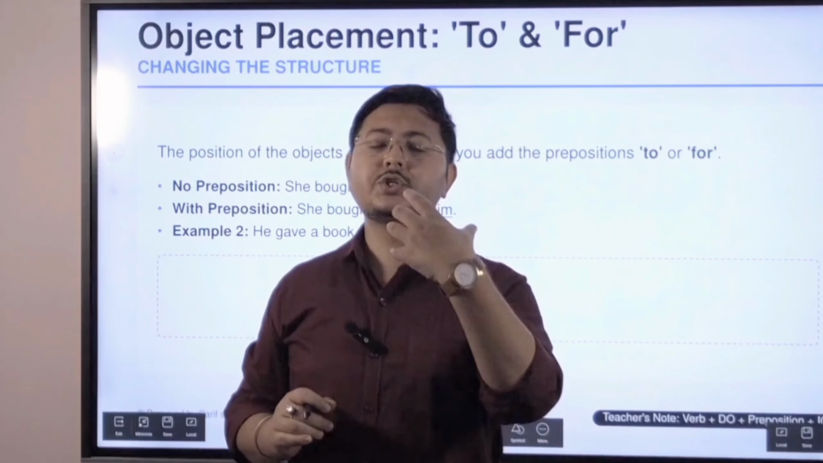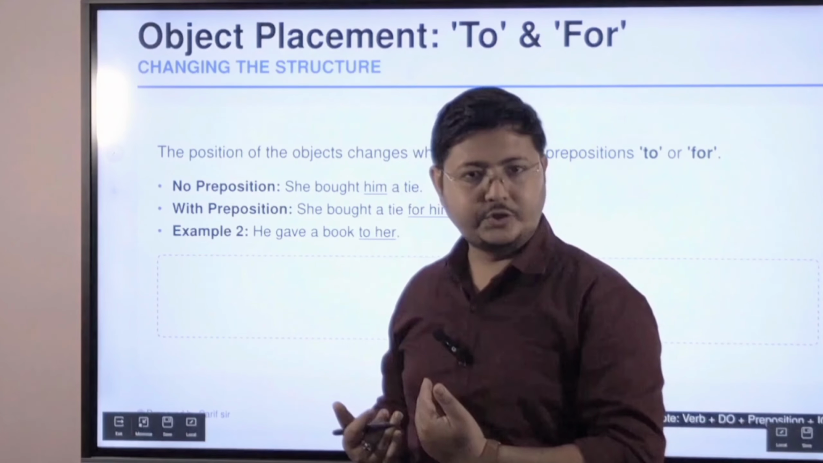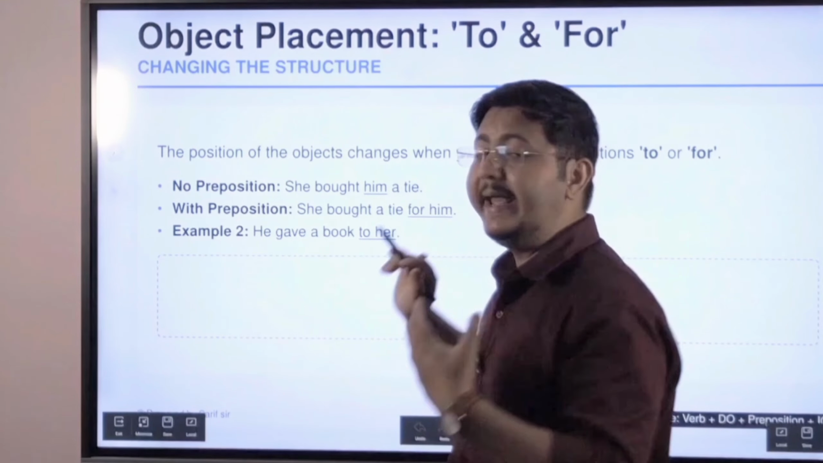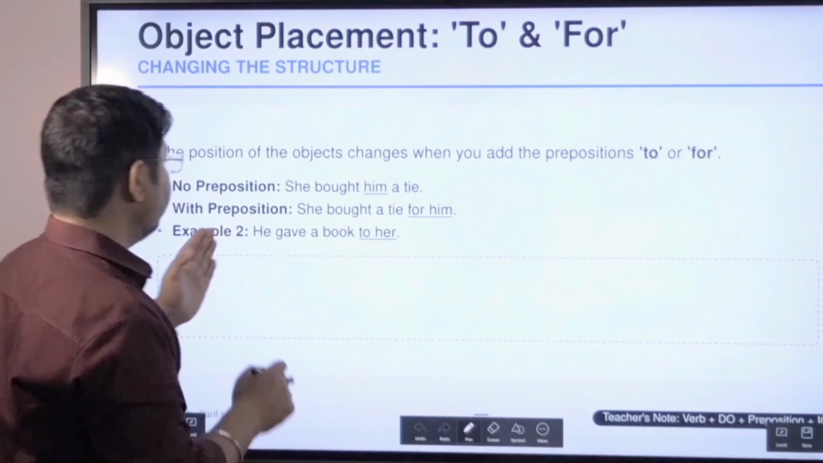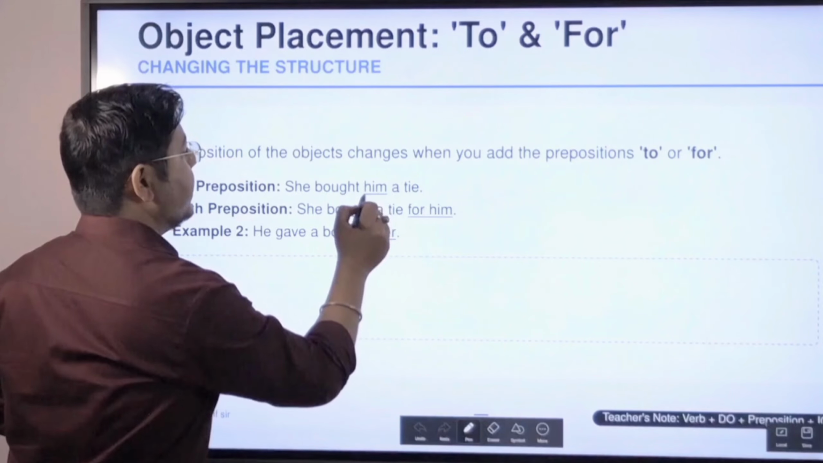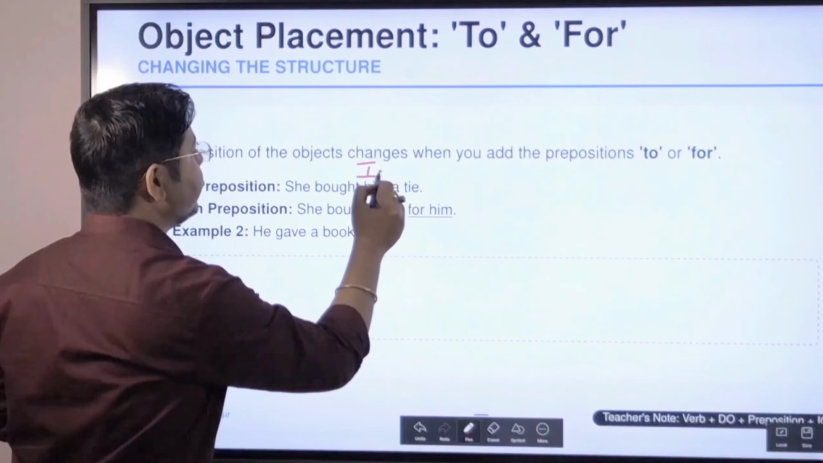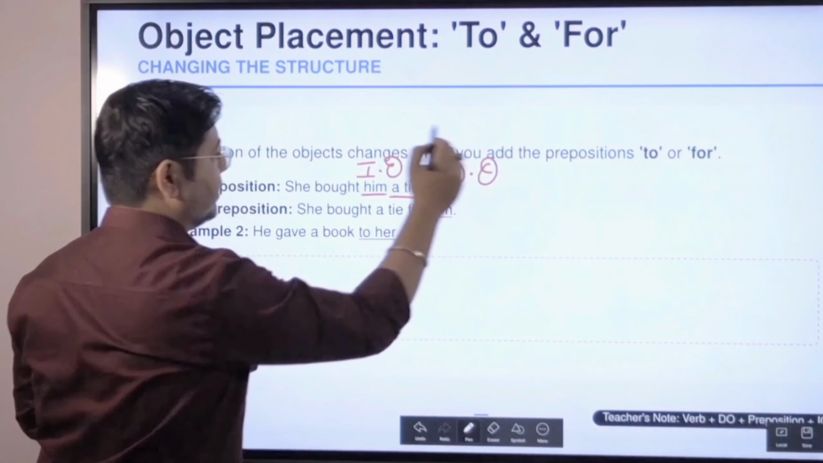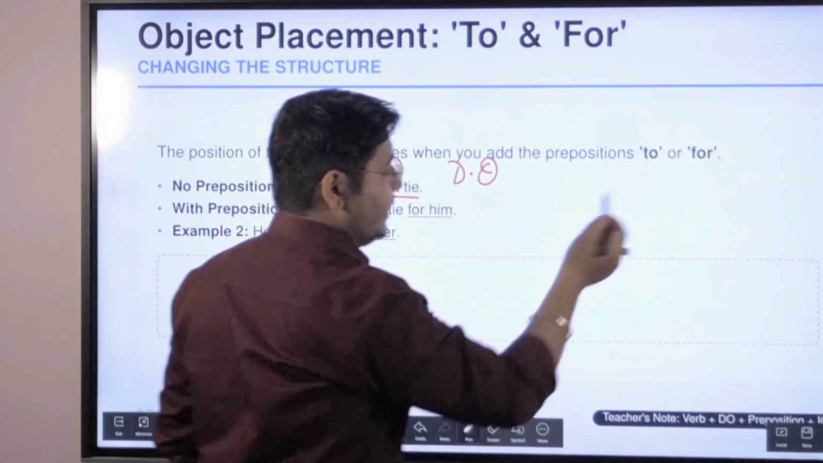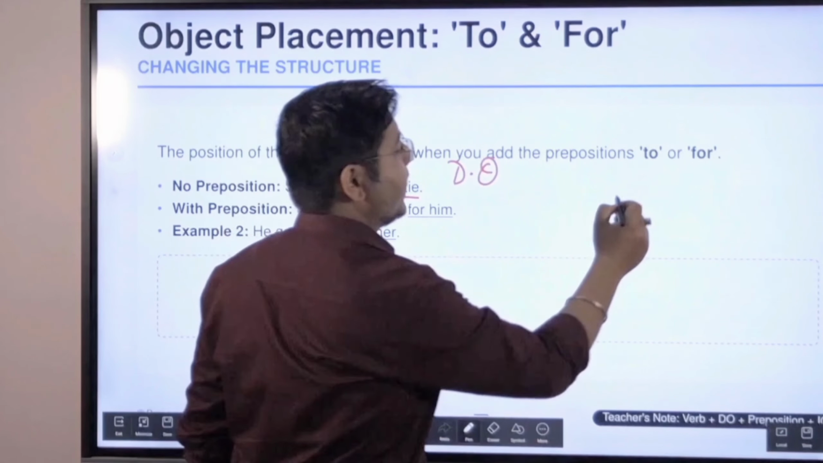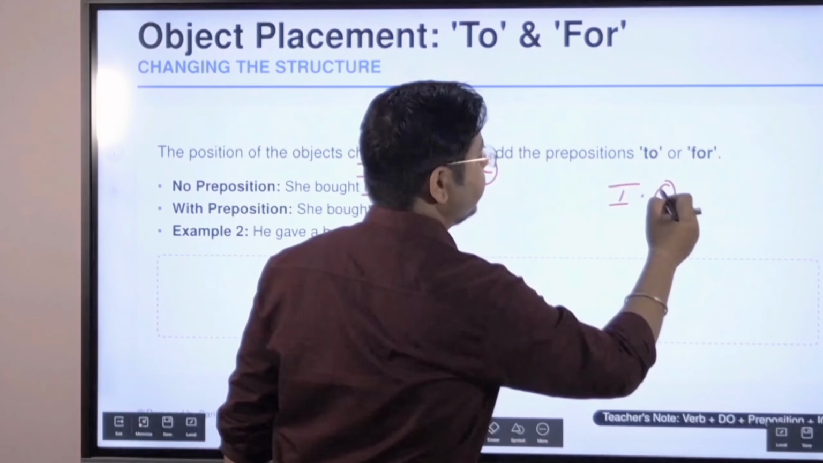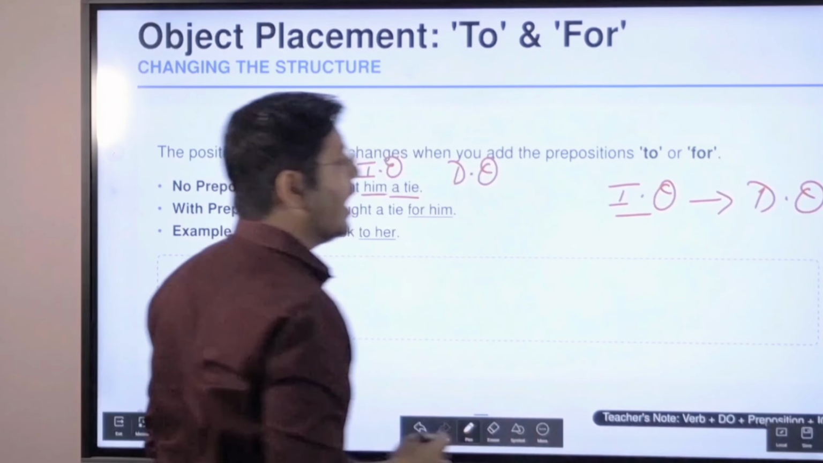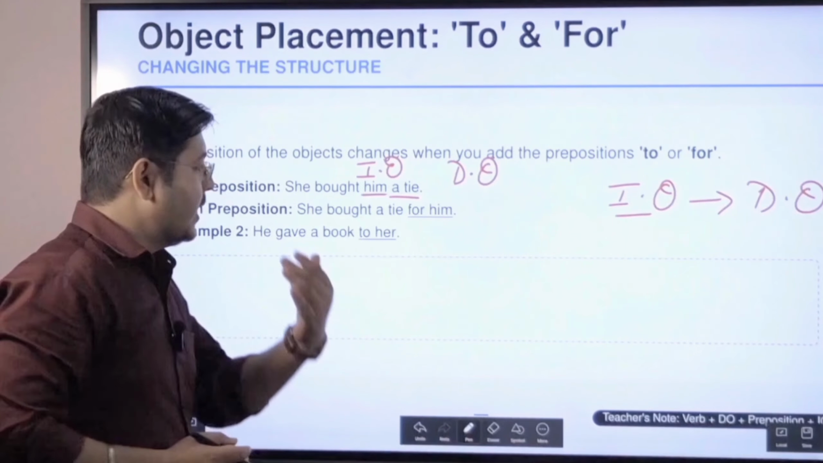So the sentences that I showed you with direct and indirect objects did not have any preposition like to or for in them. Like this one here, she bought him a tie. Him is the indirect object. It answers the question whom, and a tie is the direct object that answers the question what. So generally in the previous sample, you saw that the indirect object was written first, then came the direct object. This was how the pattern was.